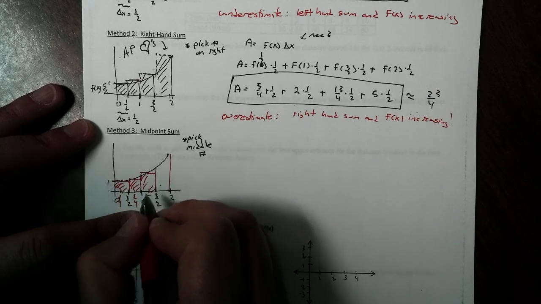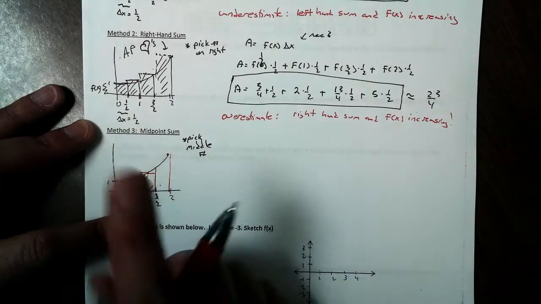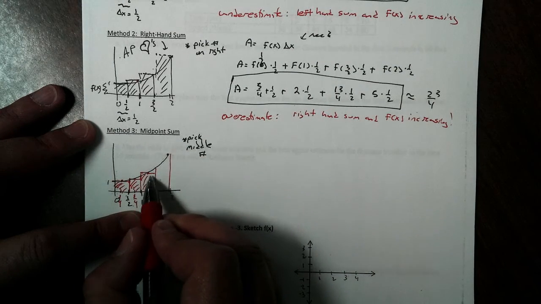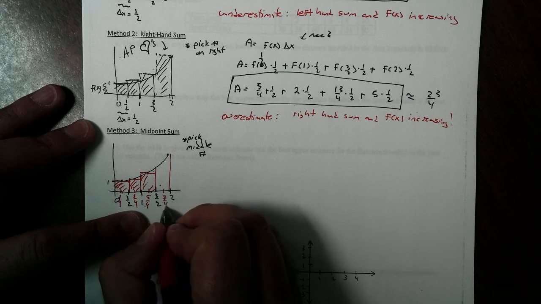And if you notice, this isn't either going to be an overestimate or an underestimate. We don't know enough to determine this one, because if you notice, part of our area is above, part of it's below. What's between 3/2 and 2? 7/4.